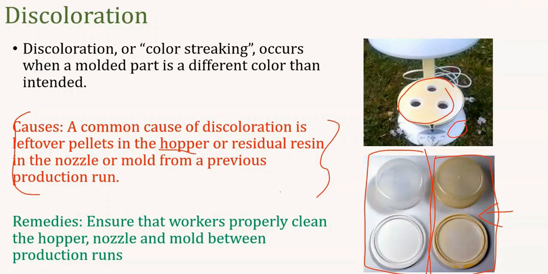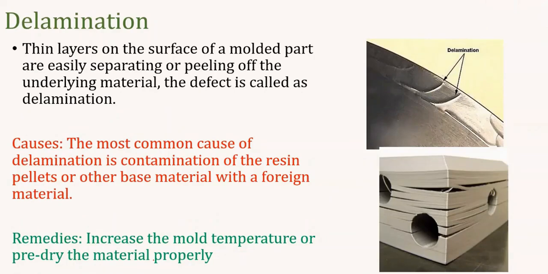So ensure the workers properly clean the hopper. There is no other typical cause. Only by cleaning the hopper can we reduce this cause. Also clean the nozzle and mold between the production runs. You have to clean the mold for each production run, so that you can reduce this discoloration.